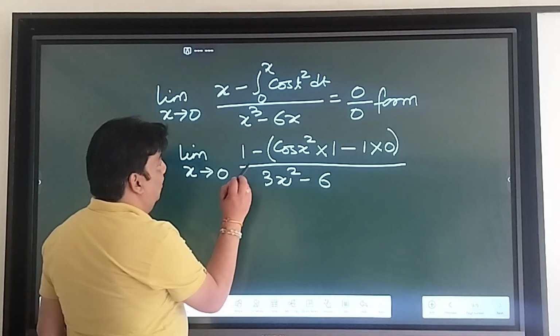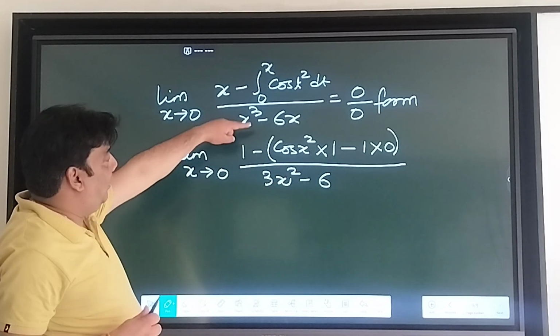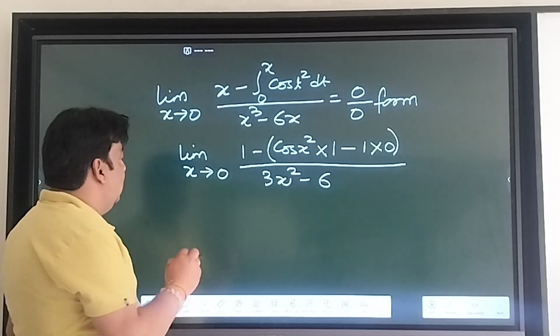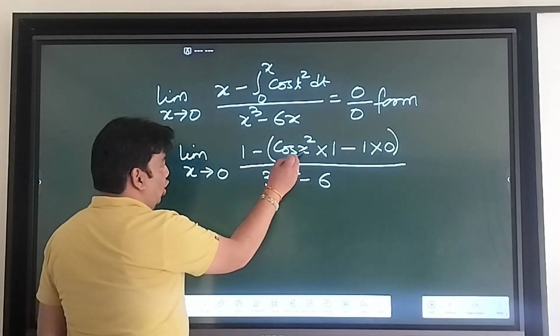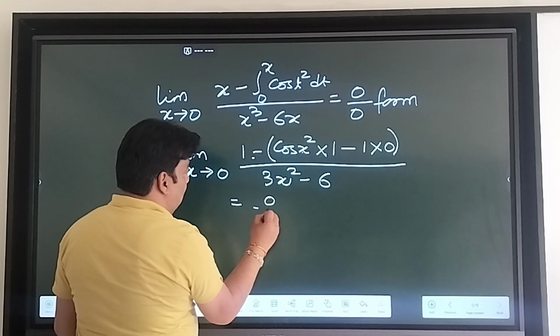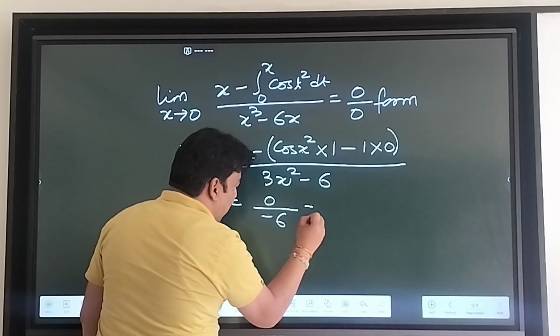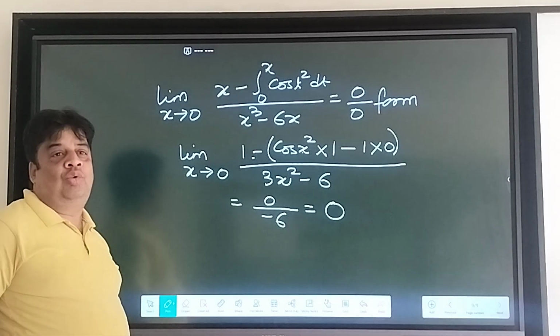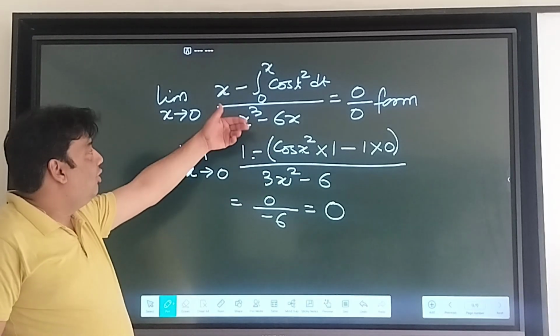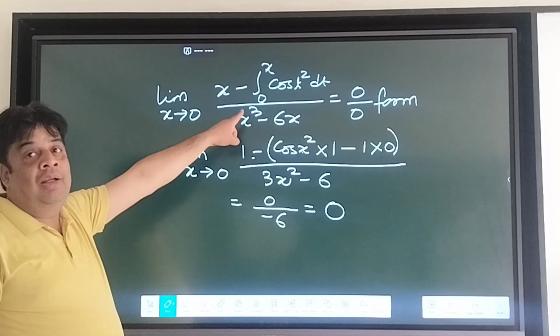Now you see this. This is fine. What we have done is simply apply the Newton-Leibniz formula here. Now if I apply the limits, cos 0 would be 1. So it would be 1 minus 1, that is 0, upon 3 into 0 is 0 minus 6. So it would be exactly 0. So the answer to this question would be 0 only. This is an explanation of the Newton-Leibniz formula with the help of L'Hopital's rule.